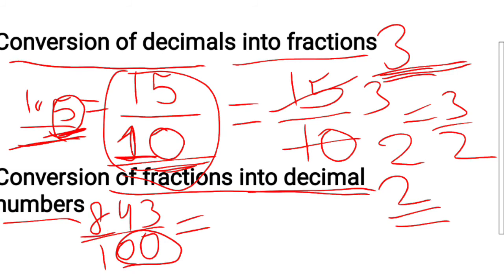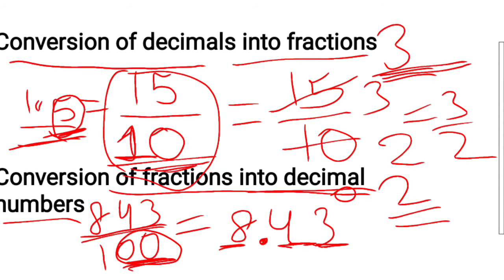The numerator is 843. I am writing it here, 843, and we count the number of places in the numerator starting from the ones digit. Then we place the decimal. Like, there are only two zeros, so we count from the ones place. This is the ones place of this number. So we count 1, then 2. So I am putting the decimal here. It becomes 8 decimal 43.